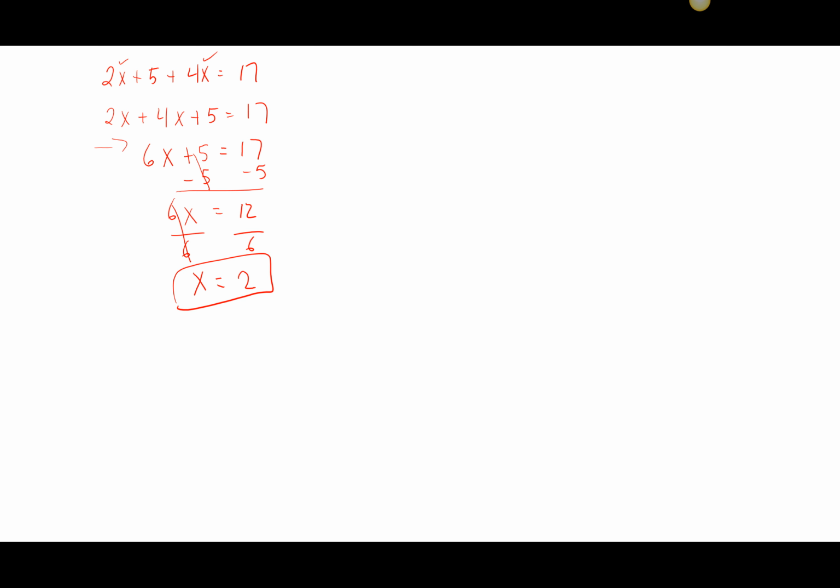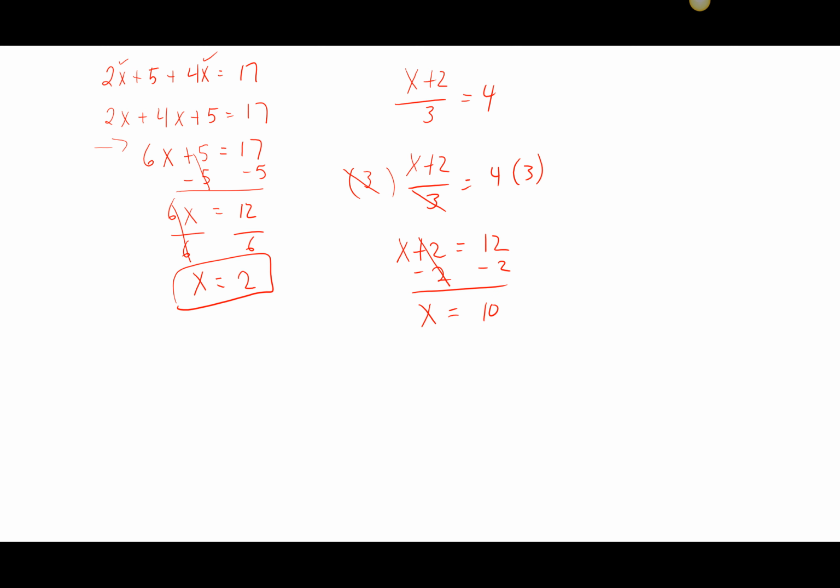Okay? Let's look at a couple more of those. So what if we had x plus 2 divided by 3 equals 4? Okay, so we're going to rewrite it. We're going to multiply both sides by 3 to get rid of that. So we got x plus 2 equals 12. Now we can subtract 2 from both sides. That's going away, so x equals 10.